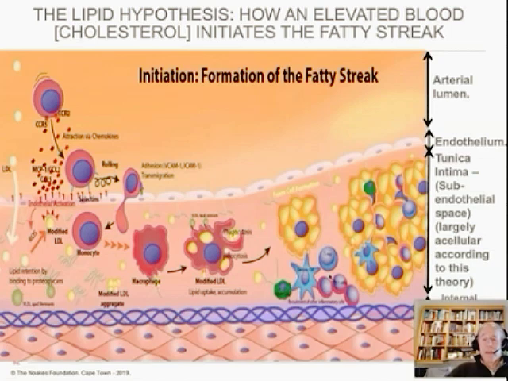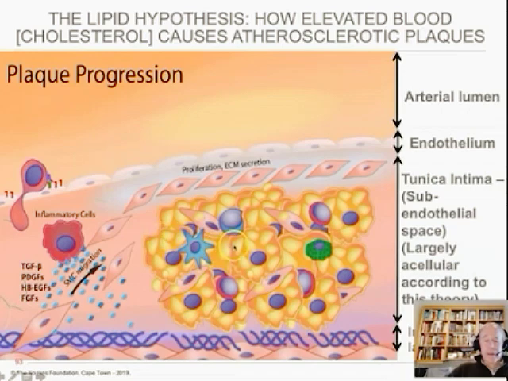So here's a diagram showing the endothelium, and here's the subendothelial space, which is the tunica intima. The subendothelial space is largely acellular according to this theory. Then you have the internal elastic lamina, and then you have the tunica media, which is the muscle cells. And here's what's going to happen: the cholesterol is going to enter and cause the atherosclerotic plaque, and the plaque is going to progress. And again, can you see that the tunica intima is just an open space waiting to be invaded?